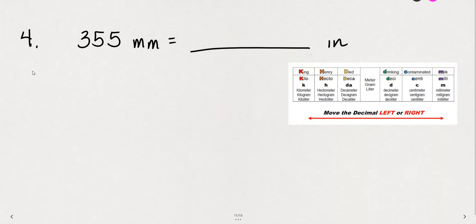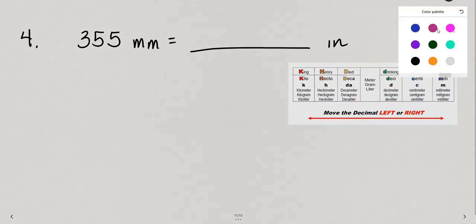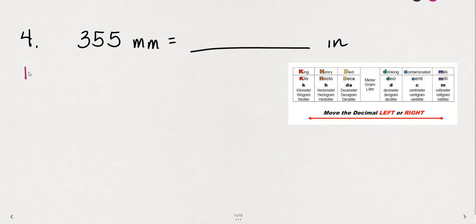Number 4, going from millimeters to inches. I could go from a millimeter to a centimeter, 1 millimeter, oh, other way around, sorry about that, let me write it correctly, 10 millimeters is equivalent to 1 centimeter. Let me show you another way I could do that.